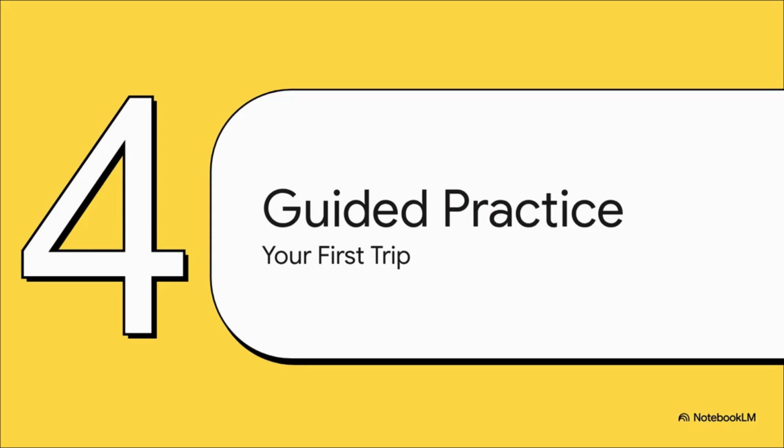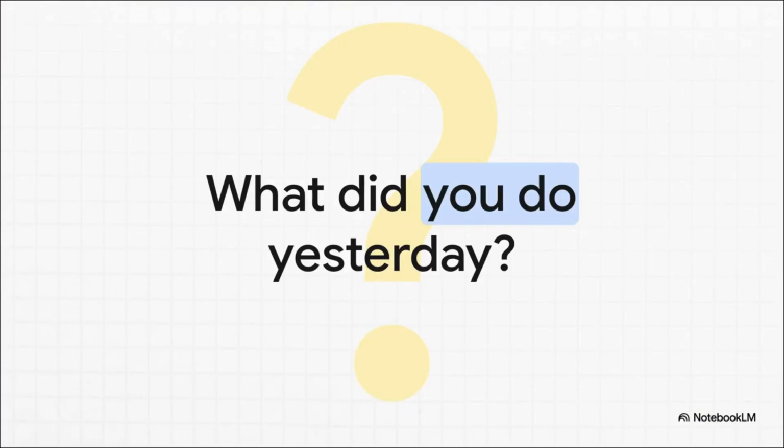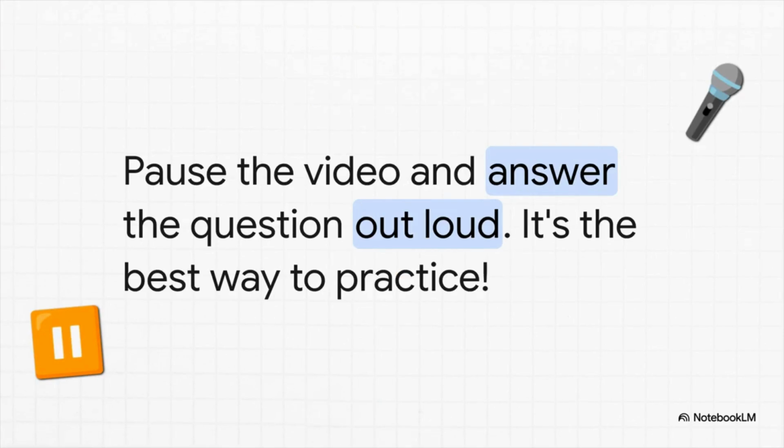Okay, theory is great, but practice is where the magic happens. You've learned how the machine works, so now it is time to take this thing for a test drive. Your first trip into the past, it starts right now. Let's go all the way back to that very first question I asked you. I want you to answer this for me right now using a full sentence with a past simple verb. And I mean it. Pause this explainer for a second and actually say your answer out loud. It's the absolute best way to practice. Go on, give it a shot.